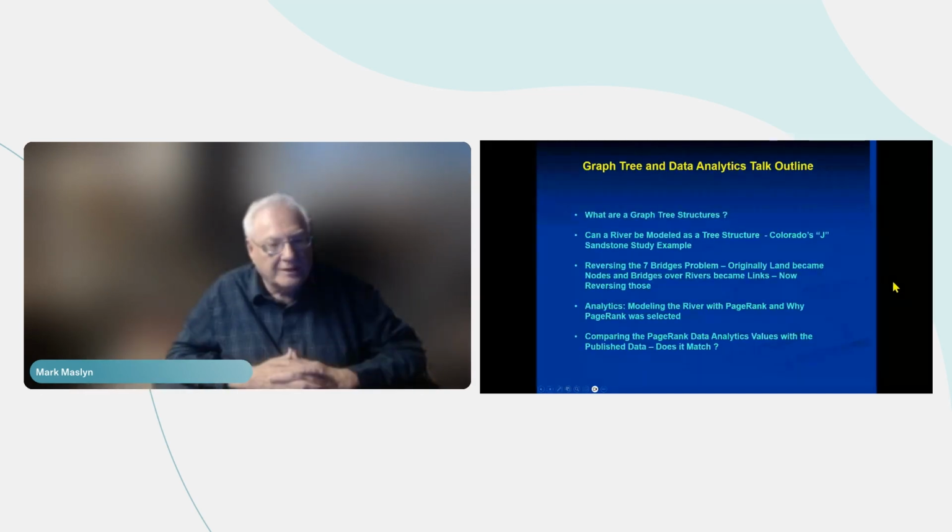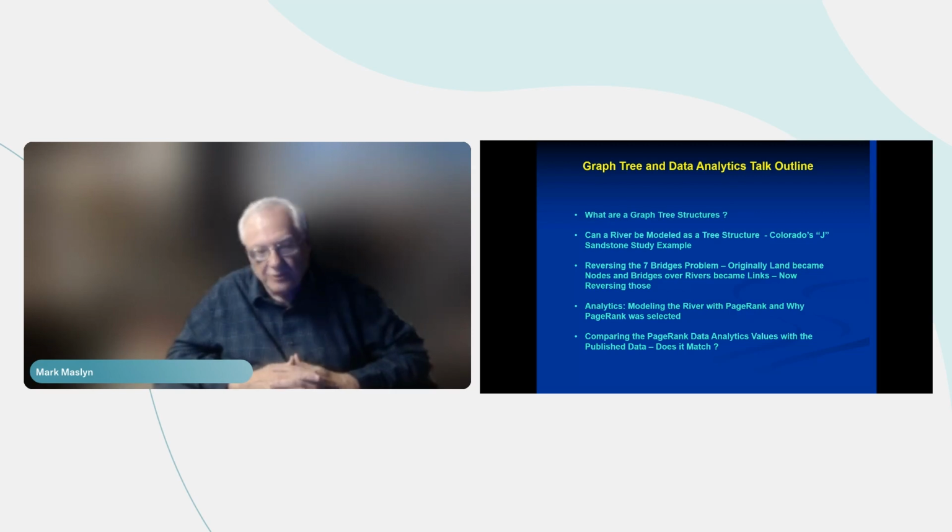Now, we're going to look at this little five-step overview of the talk. First, graph trees. You may or may not be familiar with this, so we're going to talk about that and some of the natural applications of graph trees. Then we're going to ask, can a river be modeled as a tree structure? That's a key thing if we're going to be able to use data analytics on it. The example will be from an area in Colorado where the Sandstone of Cretaceous age is very oil productive, but there's also a lot of data, so we can use data analytics on it.